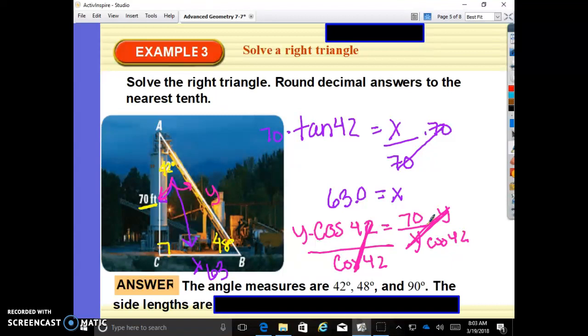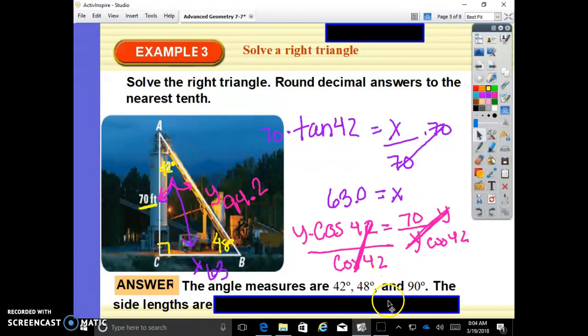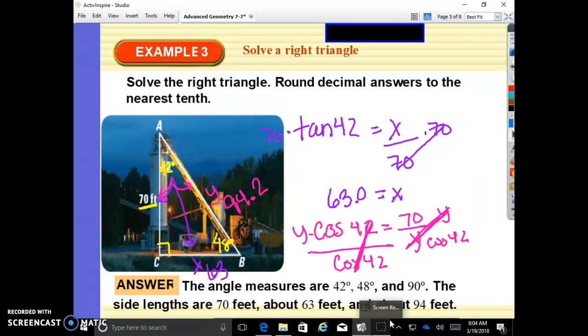70 divided by cosine 42 equals, and we get 94.194. 0.19, the 1 becomes a 2 because of the 9. 94.2. It said round decimal answers to the nearest tenth. Although your answer might be slightly different if you use the Pythagorean theorem. So let's see, if we use the Pythagorean theorem, 70 squared plus 63 squared, square root, 94.2. So it's actually the same.